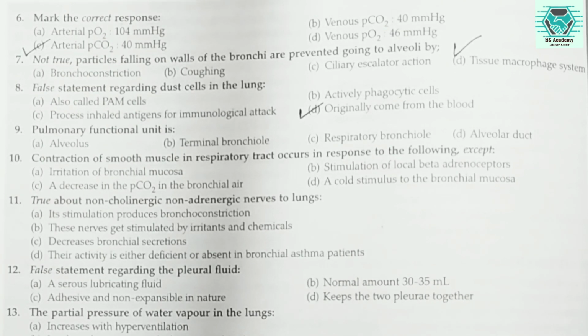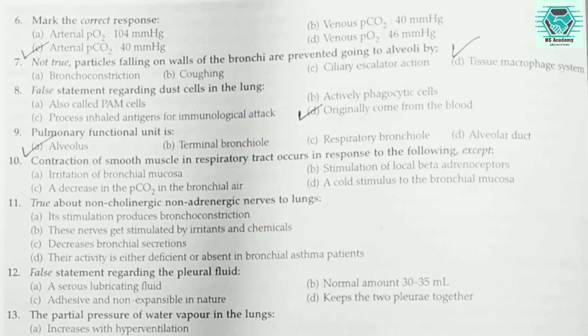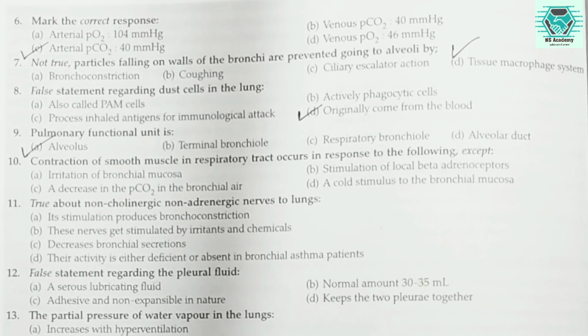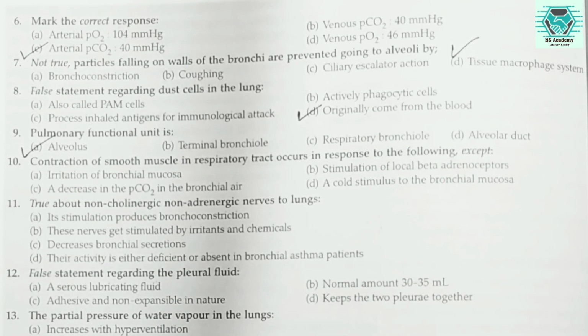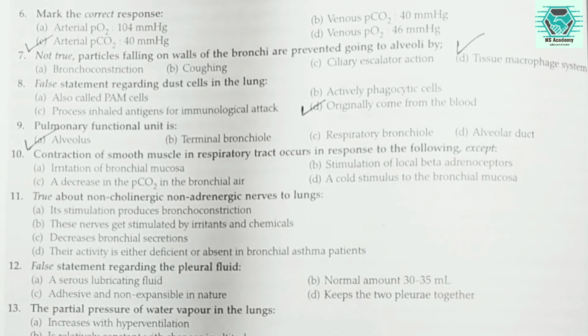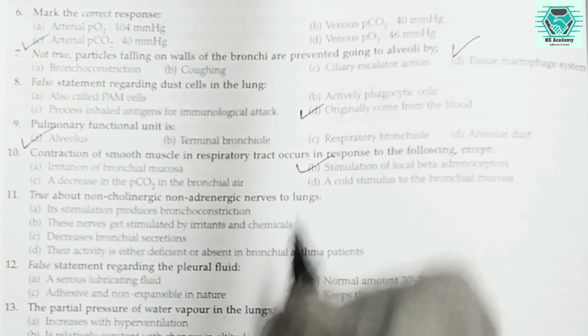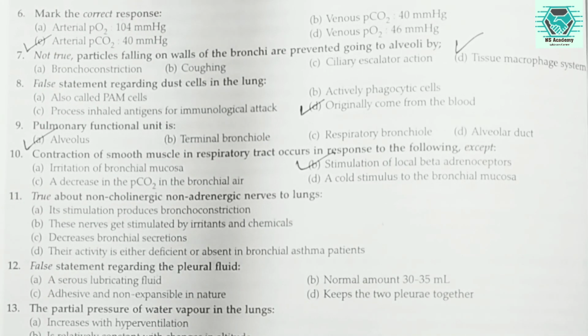Next, the pulmonary functional unit is alveolus, terminal bronchiole, respiratory bronchiole, or alveolar duct. So number 9 is alveolus, which is the pulmonary functional unit. Number 10: contraction of smooth muscle in the respiratory tract occurs in response to the following, except irritation of bronchial mucosa, stimulation of local beta adrenoreceptors, a decrease in the PCO2 in the bronchial air, or a cold stimulus to the bronchial mucosa. The exception is B, stimulation of local beta adrenoreceptors.